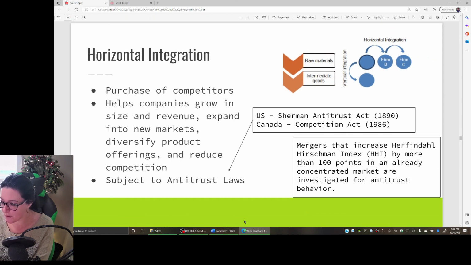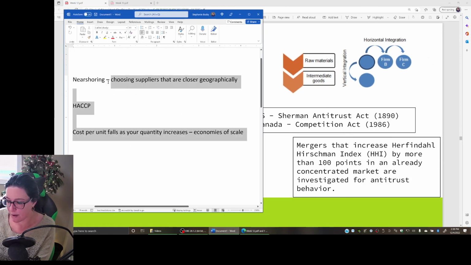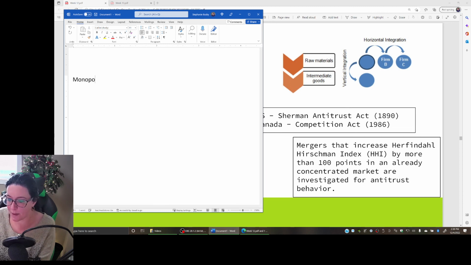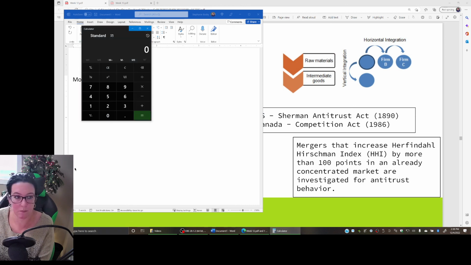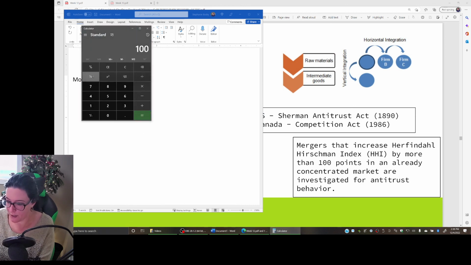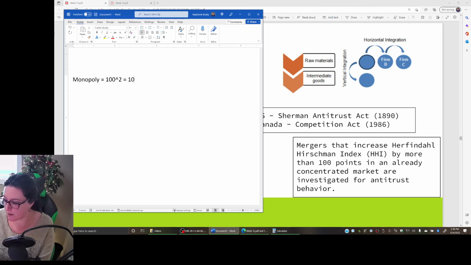When it comes to the Herfindahl-Hirschman Index, I'm just going to erase this here. If we look at a monopoly, in a monopoly, there is one company that has 100% of the market share. So we take 100 and we square it. And if you take 100 and you square it, right, so we pull open our calculator here, 100 squared is 10,000. So the biggest your Herfindahl-Hirschman Index, or HHI, can be is 10,000.